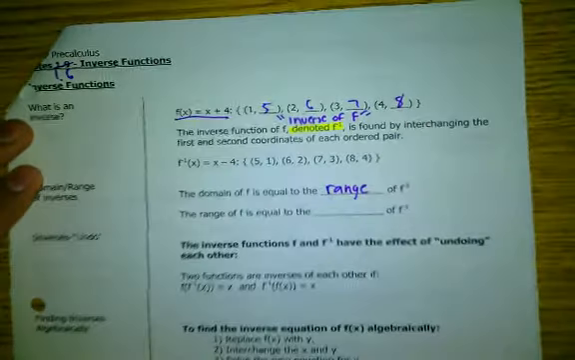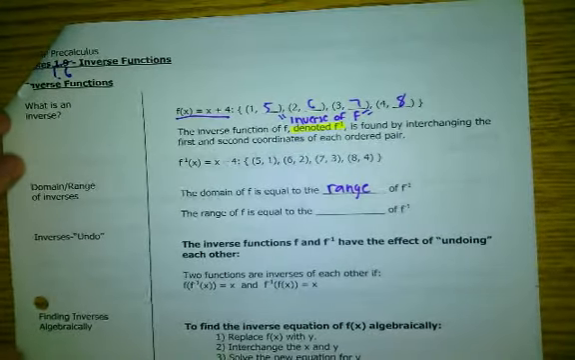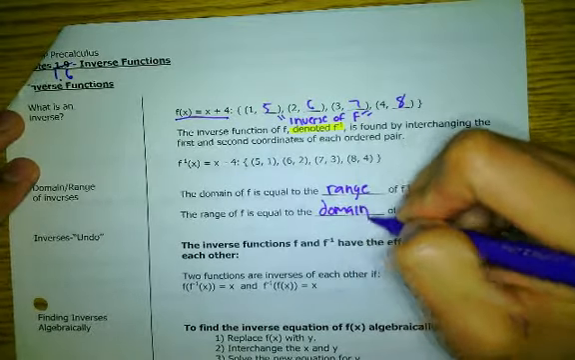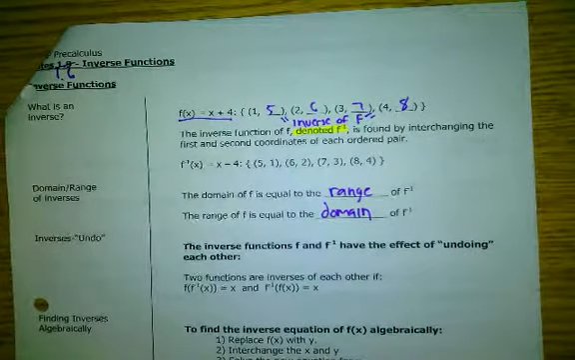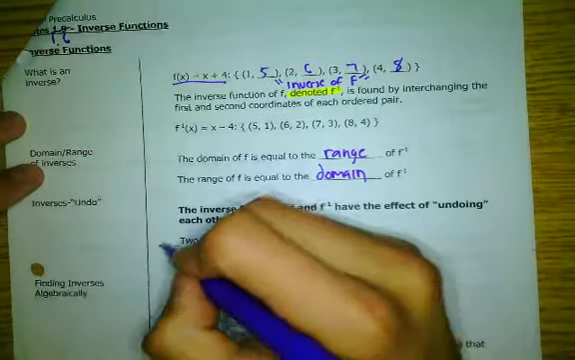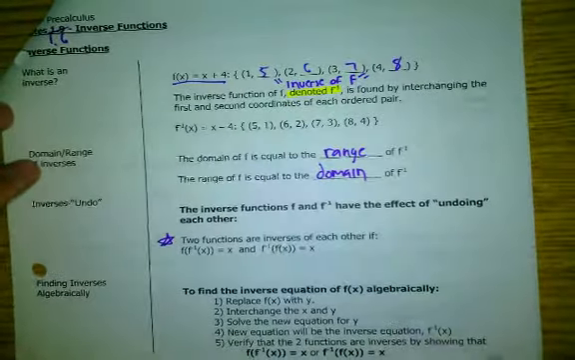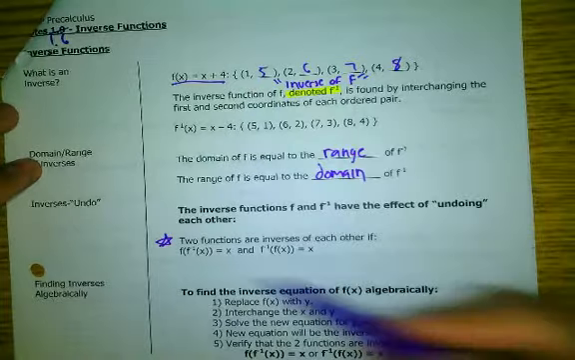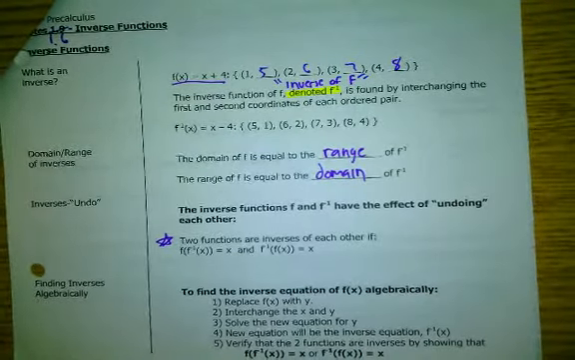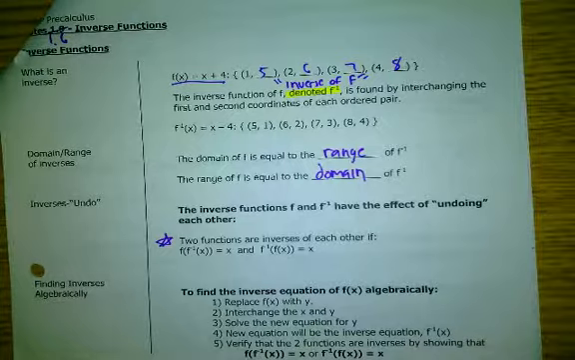I want you to put a star or box or highlight or something next to this right here, and I want to come back and talk about what that means in just a second. And this is this whole concept of undoing each other. That's what it means. We're going to come back to this, so I want you to skip to this part where it says to find inverse equations of f of x algebraically. I've provided you with the steps of how to do this.